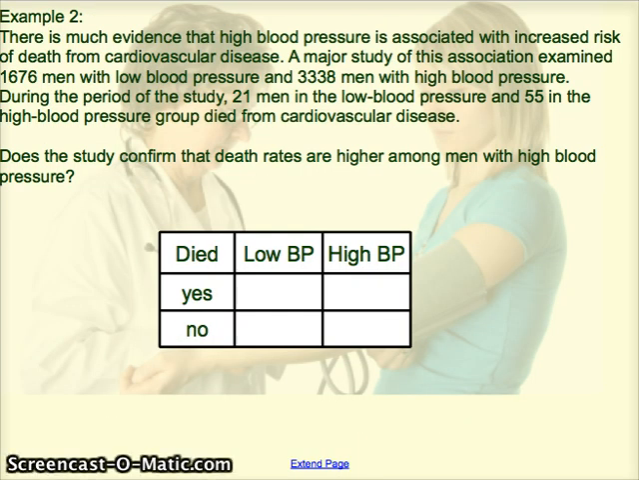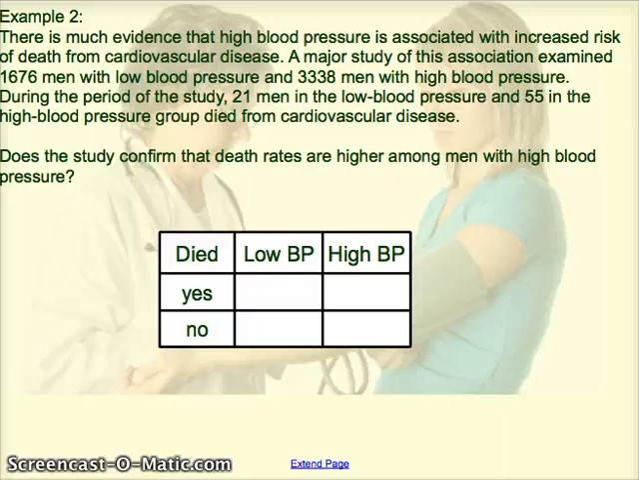So here's an example. There's evidence that high blood pressure is associated with increased risk of death from cardiovascular disease. A major study of this association examined 676 men with low BP, 3338 men with high. During the period, 21 of the men with low blood pressure and 55 of those with high died of cardiovascular disease. Does this study confirm that death rates are higher among men with high blood pressure?